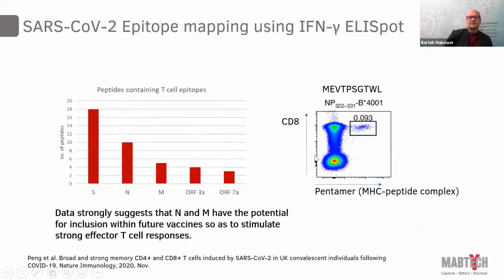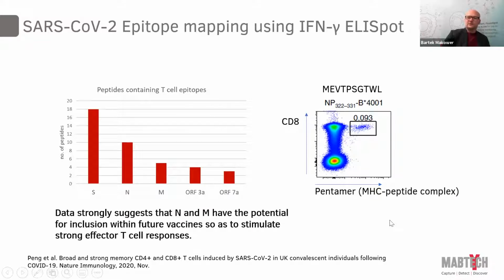So the conclusion from this paper was that the immunodominant proteins were S, N, and M, and the data suggests that it could be good to include N and M in future vaccines, so to stimulate a stronger effector T cell response.